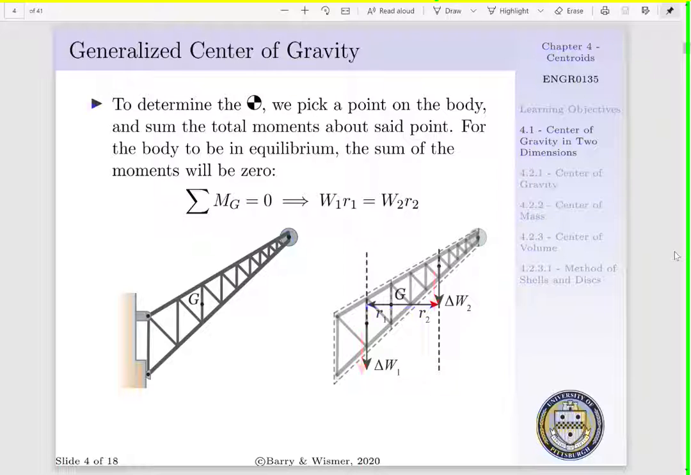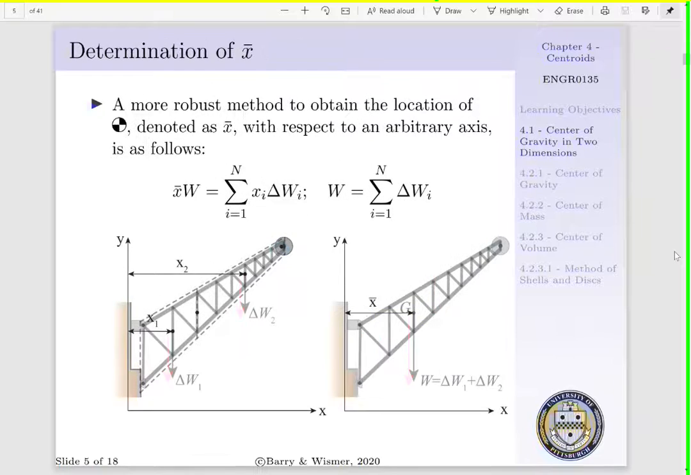If we look at the figure to the right, we have delta W2 acting at R2, which is going to create a clockwise moment. Then we have delta W1 acting at R1, that's going to create a counterclockwise moment. Now, if we move G either to the left or the right, we can find the location where our sum of moments about G is going to be equal to 0. Now, we need a more robust method to determine the location of our center of gravity.